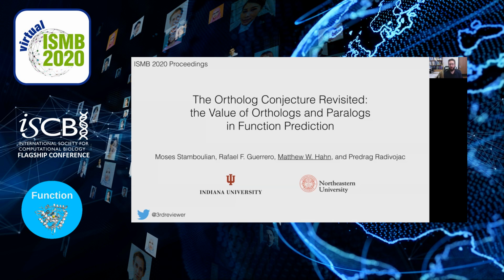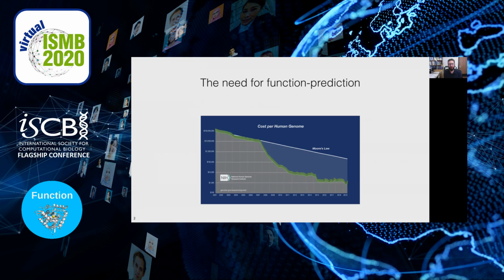My talk title is The Ortholog Conjecture Revisited, the value of orthologs and paralogs in function prediction. I'll be talking today for my co-authors, Moses Stambulian, Rafael Guerrero, and Peja Radovoyets. As of today, 2 weeks before the talk, I will not be present for the Q&A. Peja will be.